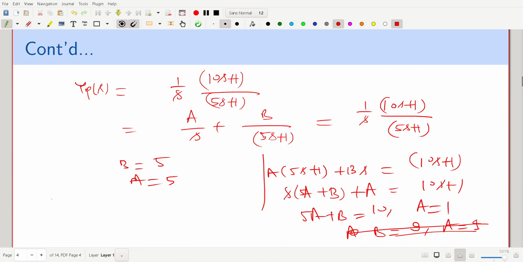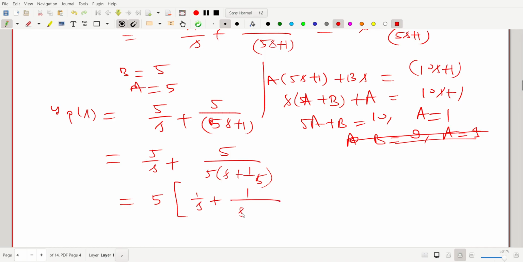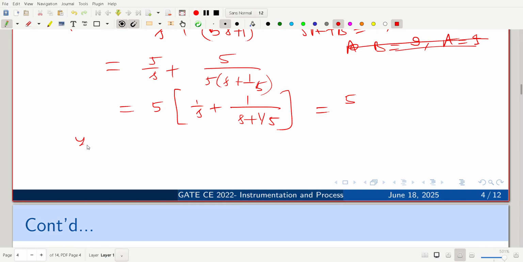So you will get it like that: 5 by s plus 5 by 5s plus 1, right? You can also write 5 by s, and you can take 5 common here, so we get s plus 1 by 5, right? There is no problem. The 5 cancels out, so s plus 1 by 5. So here, if you take the Laplace inverse, our output in the time domain, you will get 5 times 1 minus e to the power minus t by tau. Sorry, this is our 1 by 5, right? Okay, you can say like that.